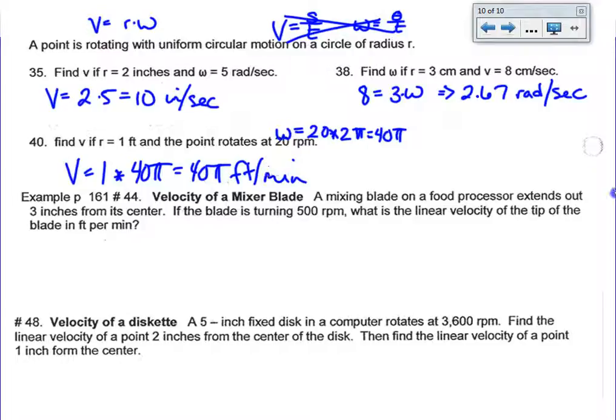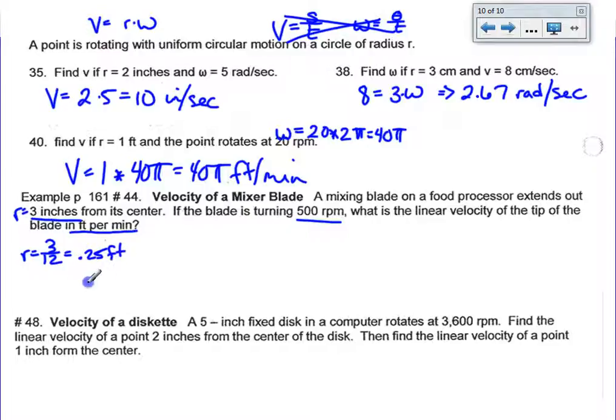Okay, a couple more and we're done. We have a mixer blade, so a big mix master we're looking at, and it extends out 3 inches from the center, so there's your radius. The blade is turning at 500 RPMs, so that is kind of like our angular velocity. They want our answer in feet per minute. So first thing I notice is that our radius is not really 3. 3 inches, we'd have to divide that by 12 to convert it to feet, and we'd get 0.25 feet.